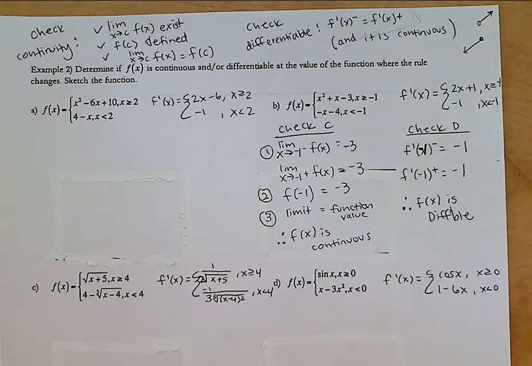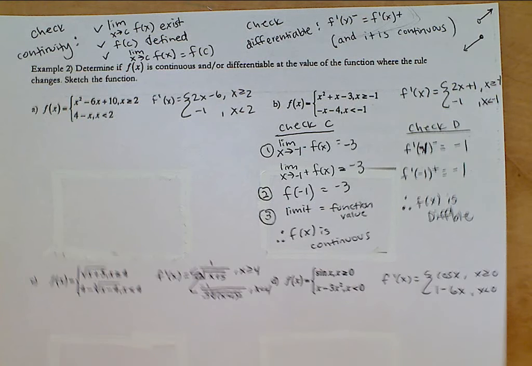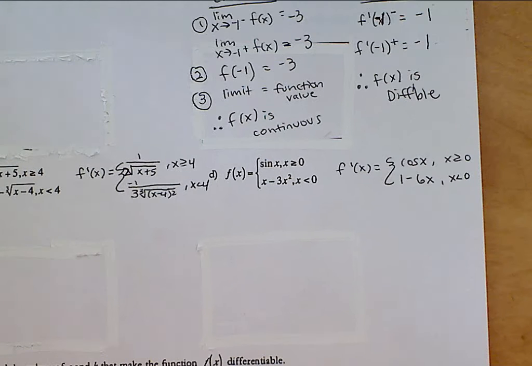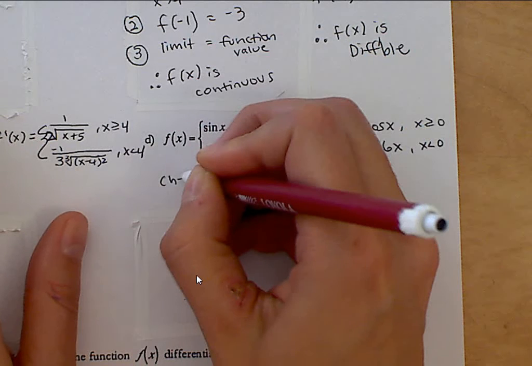Cool. Let's look at one more together. I'll let you do C because you need to practice your algebra. We'll do D together, a little bit of trig together. For this one, let's start the same way. Check if it's continuous.